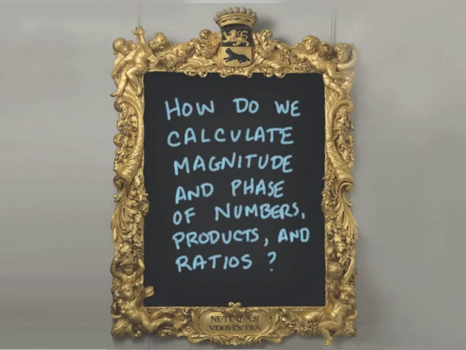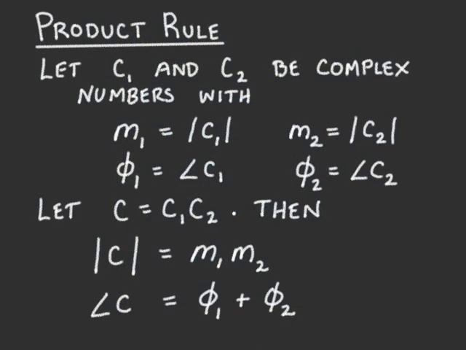So now that we've tackled the definition of the magnitude and phase of complex numbers, let's now move on to our next question, which is, how do we calculate the magnitude and phase of the product and quotients of complex numbers? This is actually easy to do. Let's start off with the product rule.